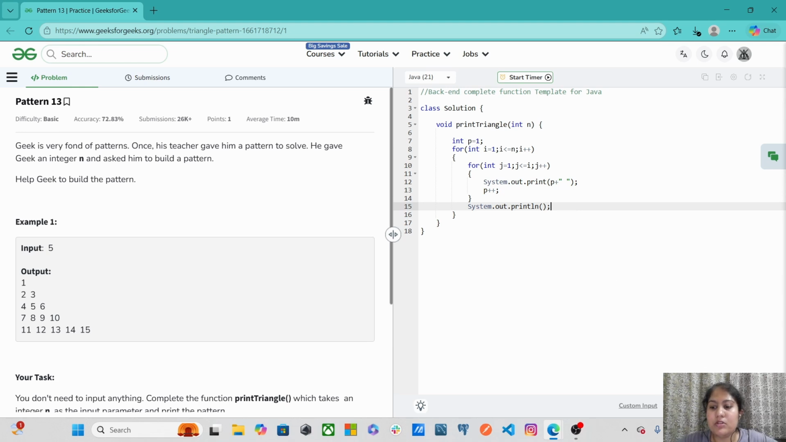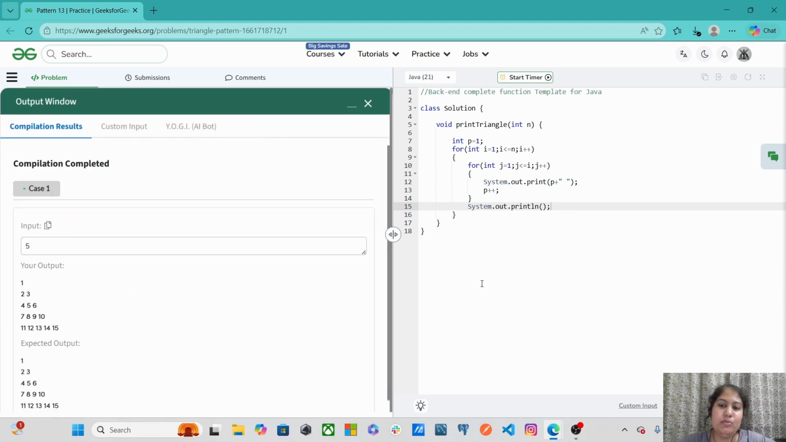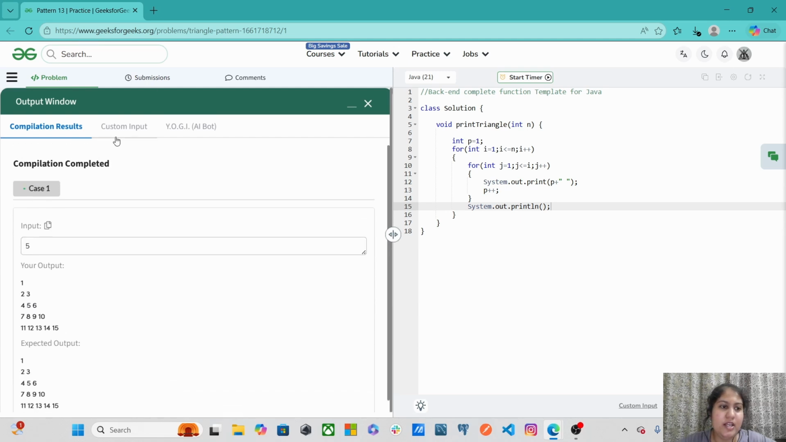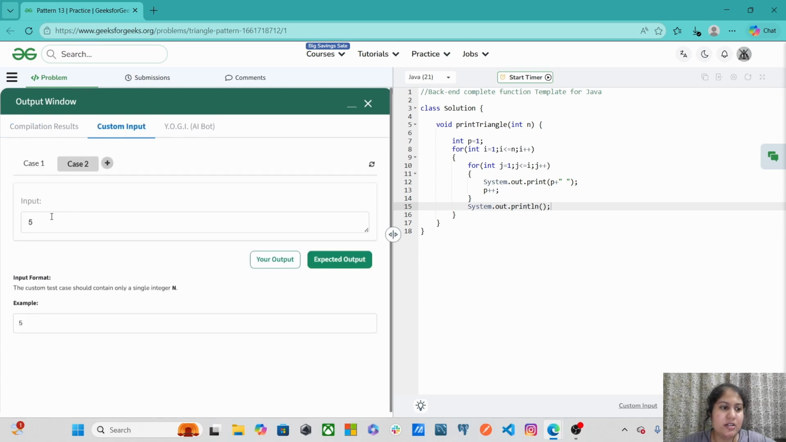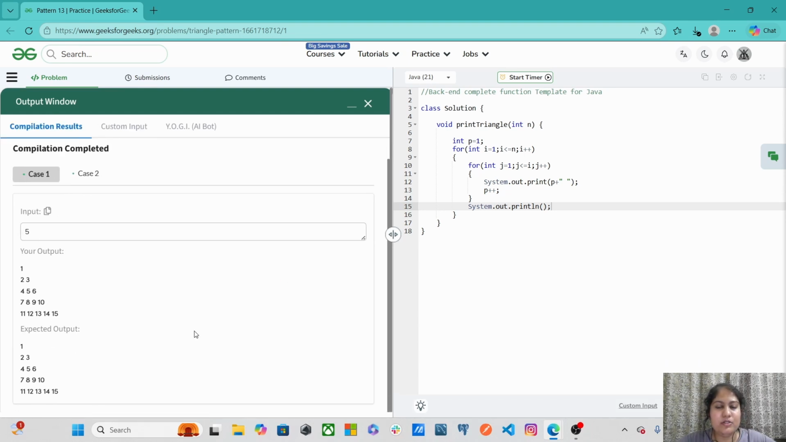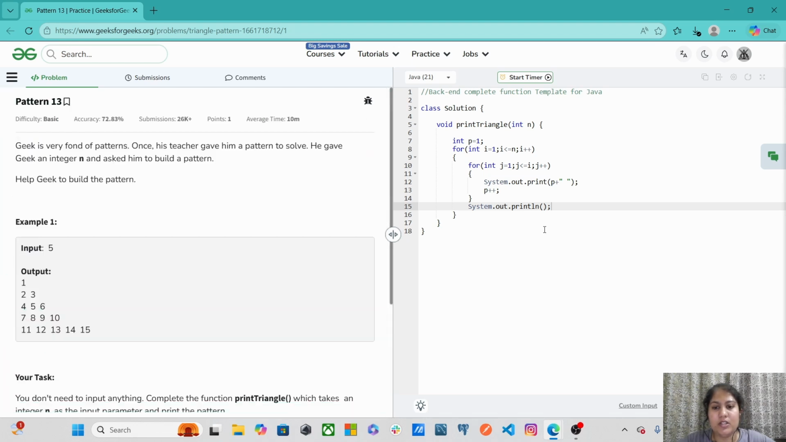So what about the time and space complexity while it is compiling? Tell me what about the time and space complexity. As you can see, it is working absolutely fine. Let's take another case. Let's take 8. Your output, yeah, it would be working fine. Guys, as you can see, the space complexity is big O of 1, that is constant.